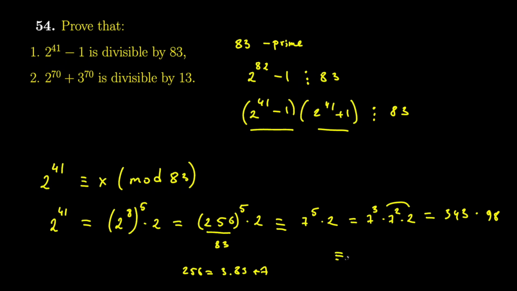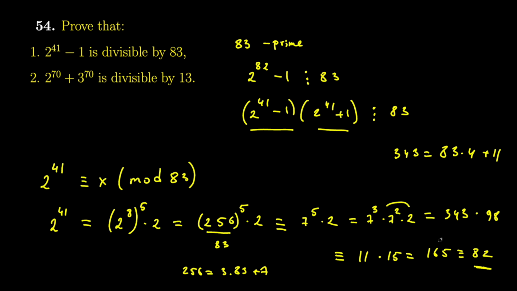So replace them by remainders. What's the remainder when 343 is divided by 83? 343 is 83 times 4 plus 11. So 11 multiplied by the remainder of 98, which is 15. When you multiply them, you get 165. If you divide 165 by 83, the remainder is 82. So when you divide 2 to the power 41 by 83, you get the remainder 82.